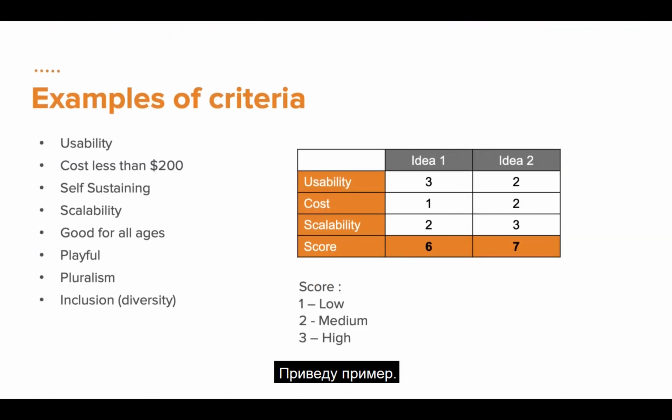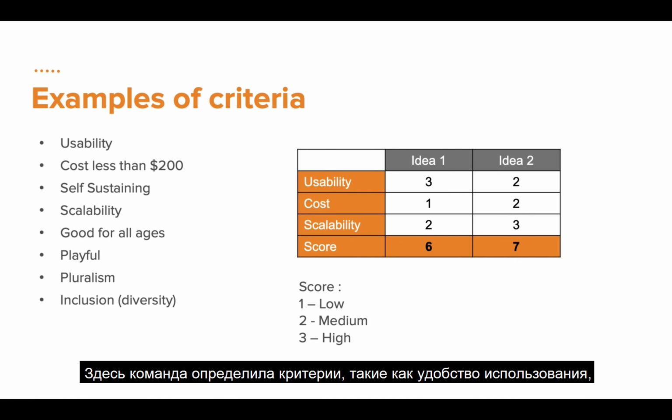And here is an example. In this example, the team identified criteria such as usability or cost less than $200 or self-sustaining or scalability. And then what you can see on the right side, the team judged and compared their 2 main ideas across these different criteria. And that gave them a scoring that allowed them to select idea 2 instead of idea 1 based on very precise indicators.